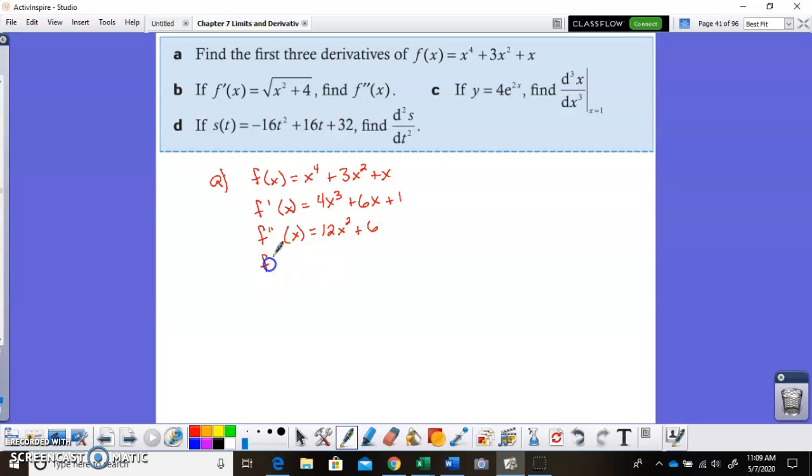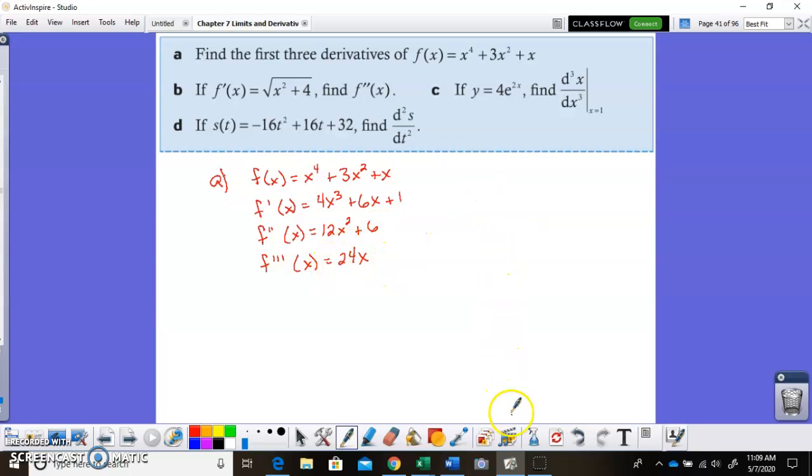And then when we're looking for the third derivative, we're getting 24x. Okay, so that's the first three derivatives of a quartic. Quartic, first derivative is cubic, its second derivative is quadratic, its third derivative is linear.